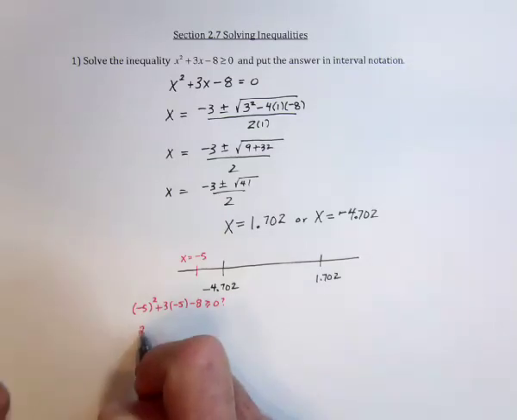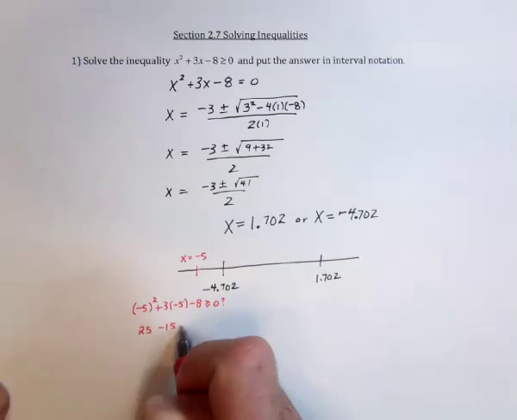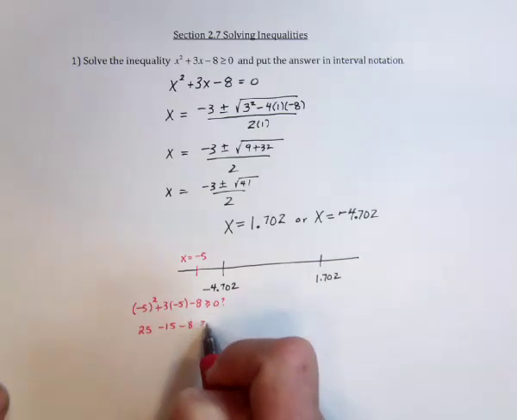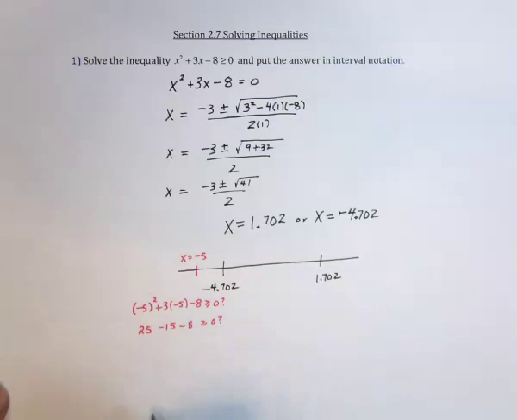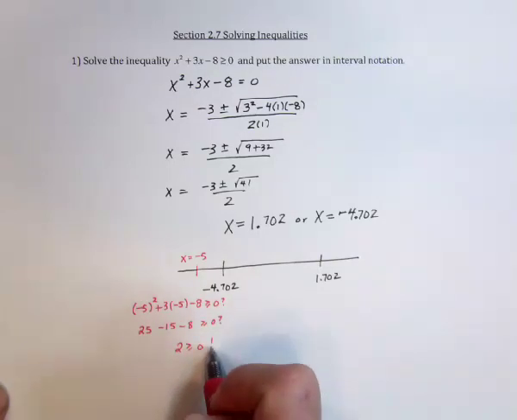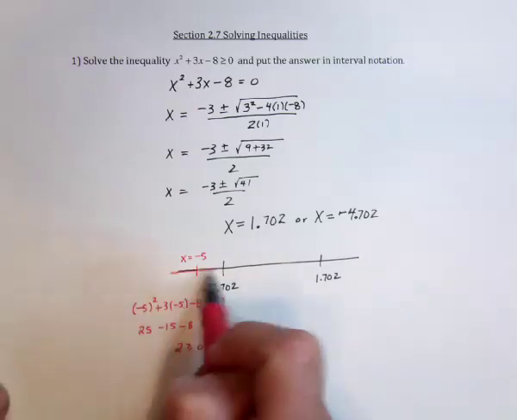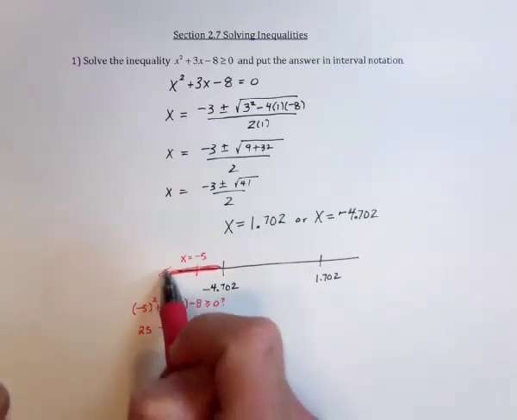That's going to be 25 minus 15 minus 8. Is that bigger than or equal to 0? Well, this is 23, so we've got 25 minus 23, so a 2. Is it bigger than or equal to 0? And the answer is yes, that works. So that means that this side does make the inequality true.